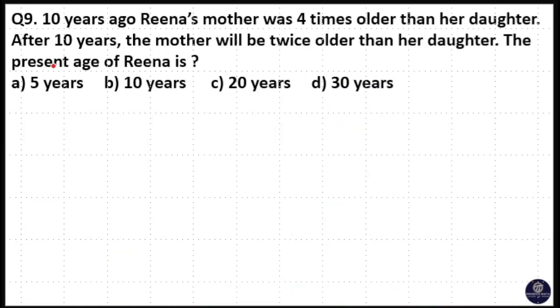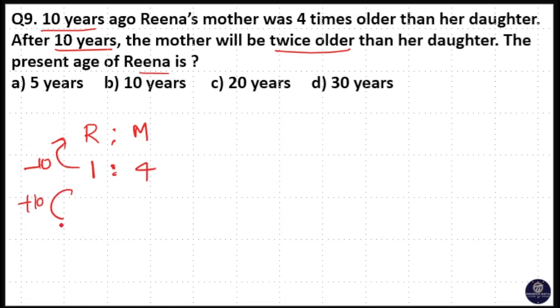Next is question number 9. 10 years ago, Reena's mother was 4 times older than her daughter. That means 10 years ago, Reena's mother was 4 times older than Reena herself. After 10 years, the mother will be twice older than her daughter. Then find the present age of Reena. Here, this is Reena and this is mother. 10 years ago. That means minus 10 years. 10 years ago, if Reena was 1 year, mother will be 4 years. After 10 years, if Reena was 1 year, mother will be 2 years.